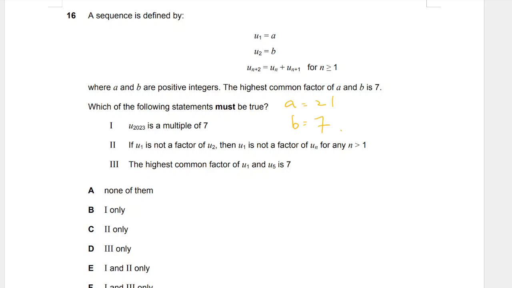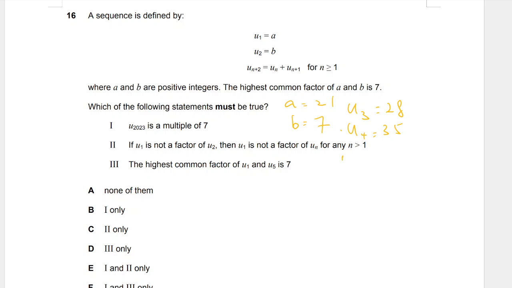When you add these two things, what is your u3? Your u3 is 28, right? Okay, and nothing fancy is happening, it seems like 21 is not a factor of 28. How about u4 though? u4 is 35, right? That still doesn't satisfy the thing, because 21 is not a factor of 35.